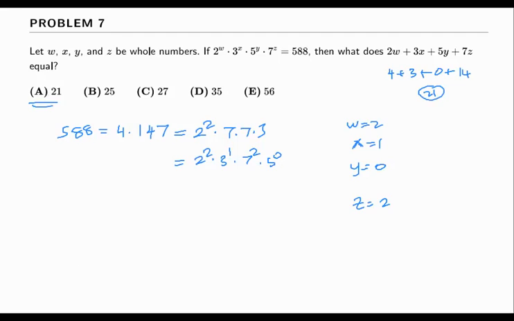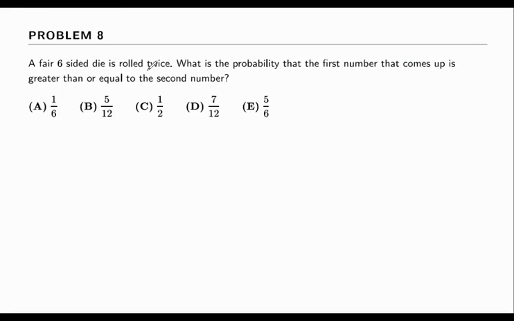So prime factorization will be important. So this was just the prime factorization. You are rolling a die twice. And when you roll a die, you have 6 possible outcomes, 1 through 6.